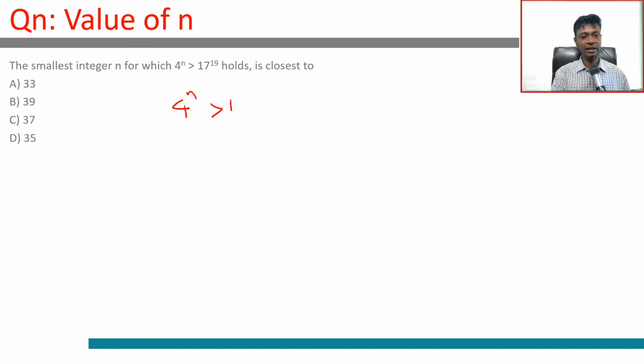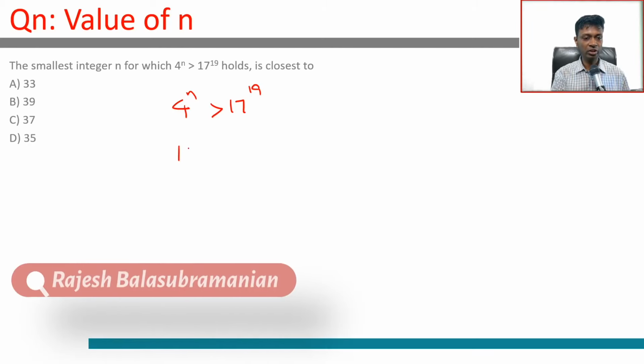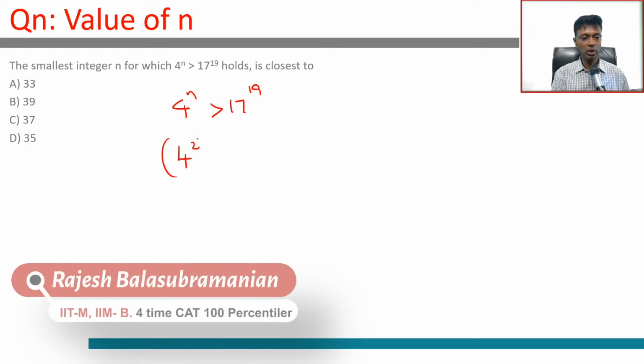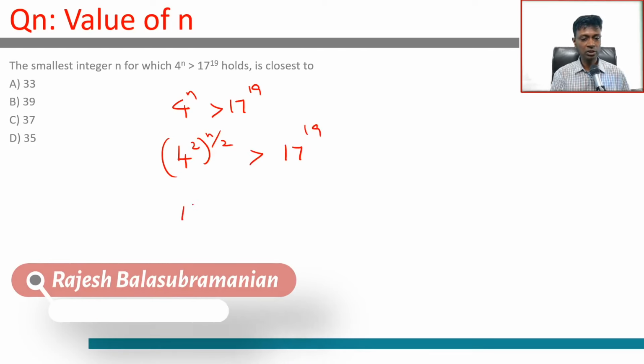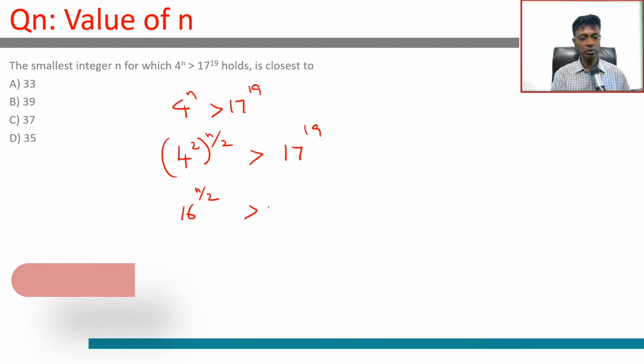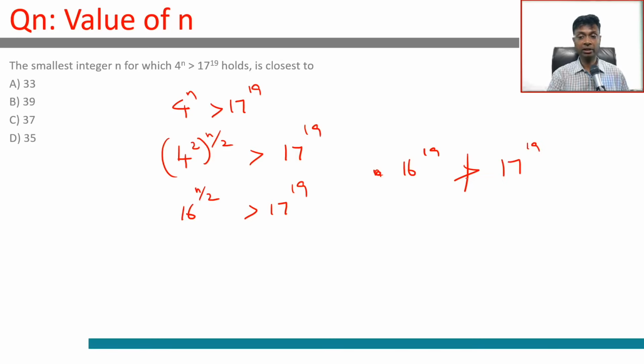4 power n is greater than 17 power 19. I'm going to write this as 4 square power n by 2 is greater than 17 power 19. 16 power n by 2 is greater than 17 power 19. We want to find the smallest n. I'm going to think about n that doesn't work. If I put n, 16 power 19 is not greater than 17 power 19.